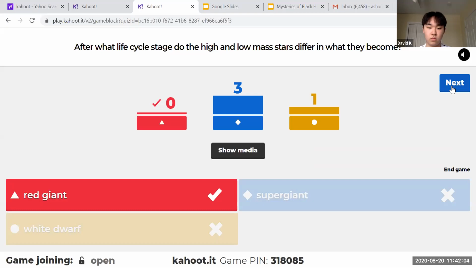So I think you guys kind of knew the answer, but maybe didn't read the question carefully. It says, after what life cycle stage does it occur? So it's actually after the red giant stage. Because right after, if there's a red giant, it can either continue on being a red giant or then being a supergiant or red supergiant.